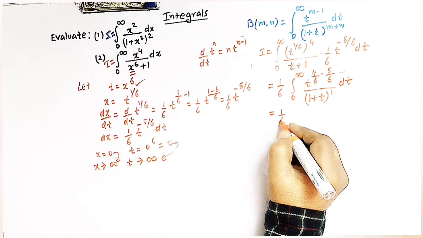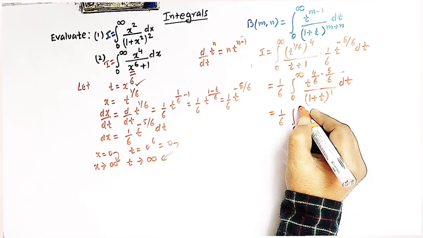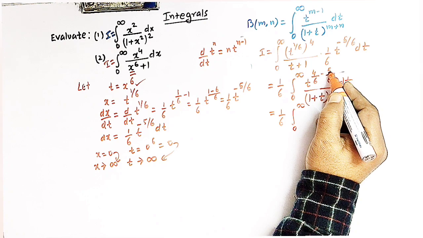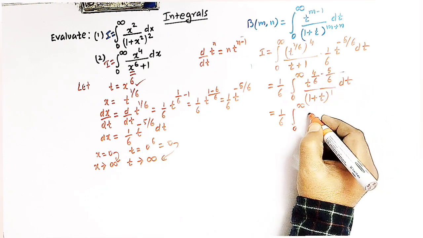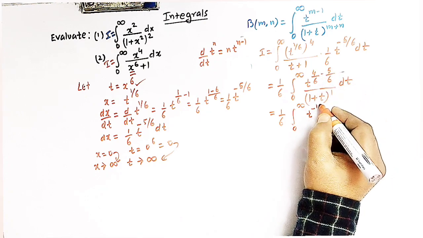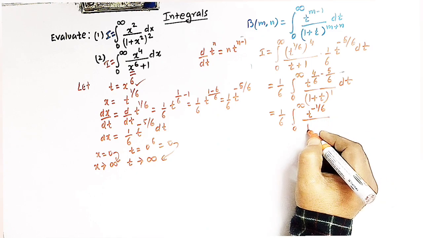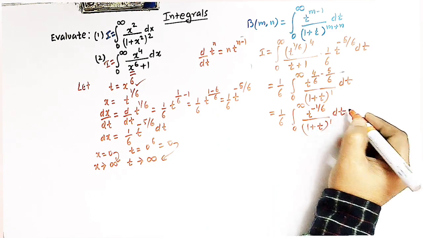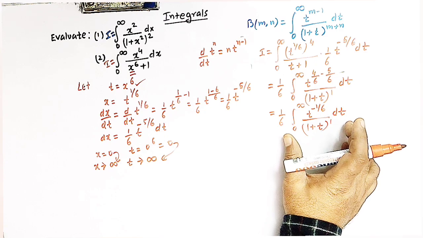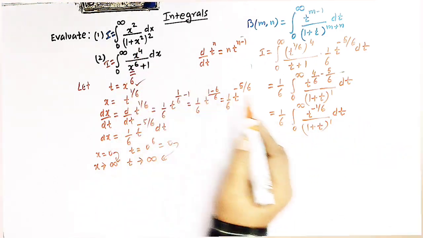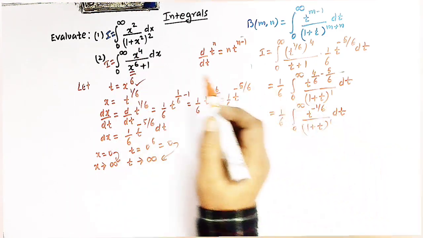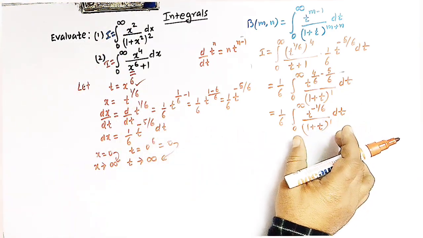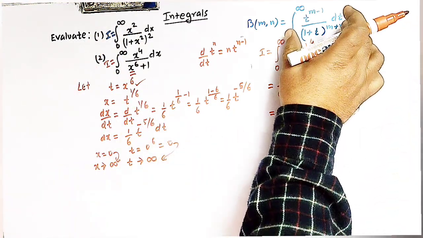So now we can write 1 over 6, 0 to infinity, and here 4 minus 5 is minus 1. So we have t raised to minus 1 over 6, and here we have 1 plus t raised to 1 and dt, right? So following the same steps which we have done in evaluating the first integral, let us compare this integral with this one.